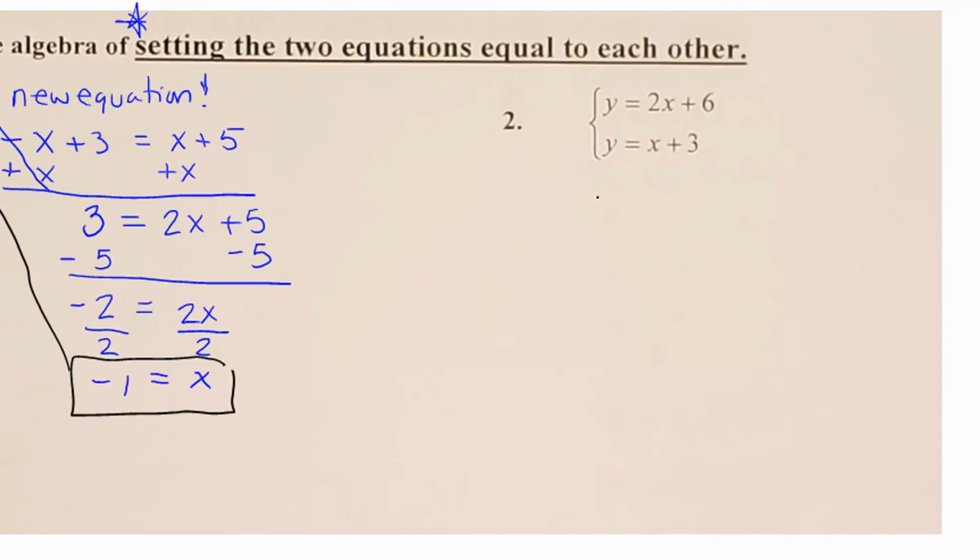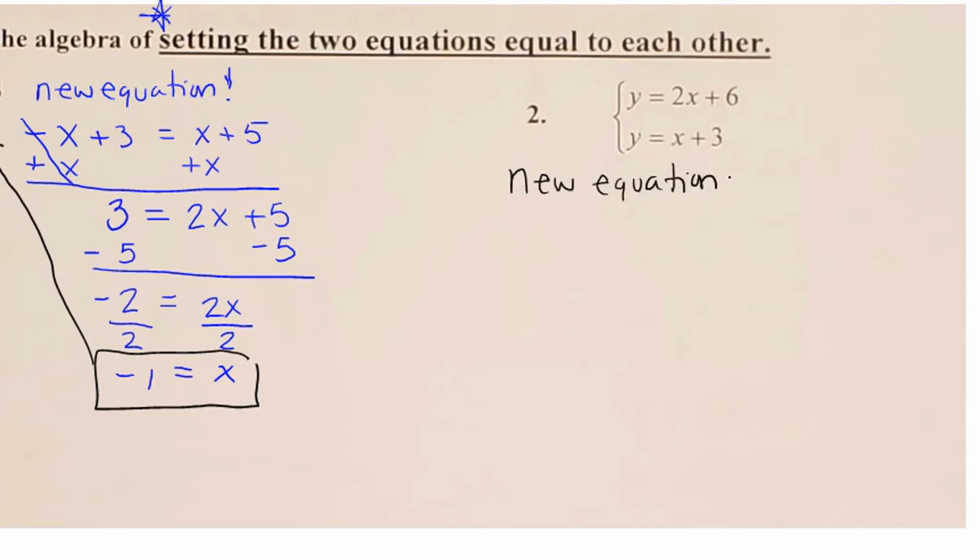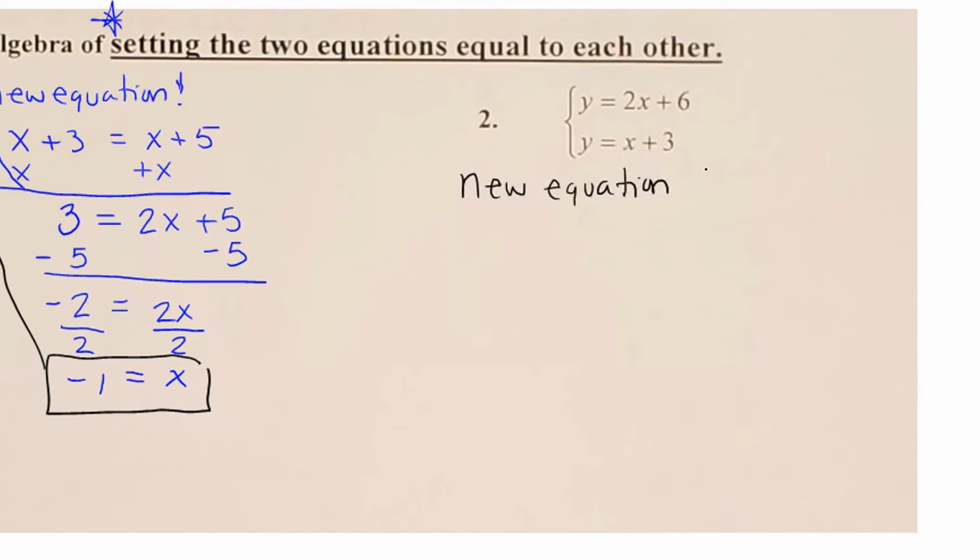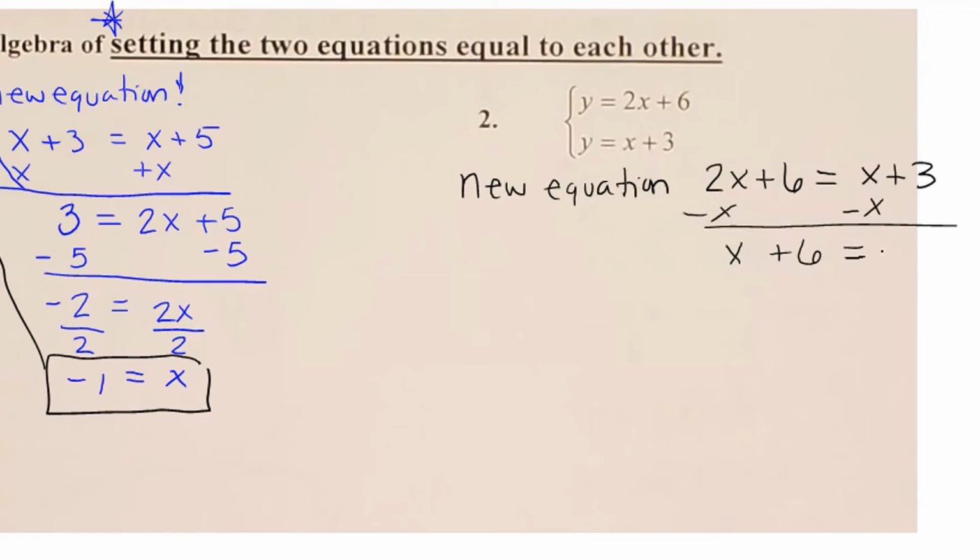So let's look at the second problem. I want you to write the new equation. In this case, it's going to be 2x plus 6 is equal to x plus 3. So now we need to solve our equation. So I'm going to subtract x on both sides. 2x minus x just leaves me with x plus 6 is equal to 3.